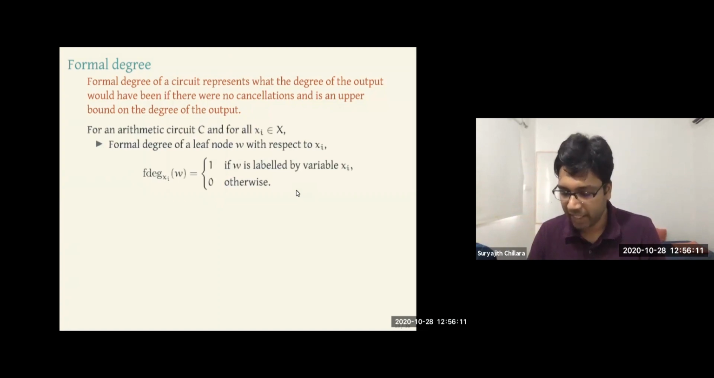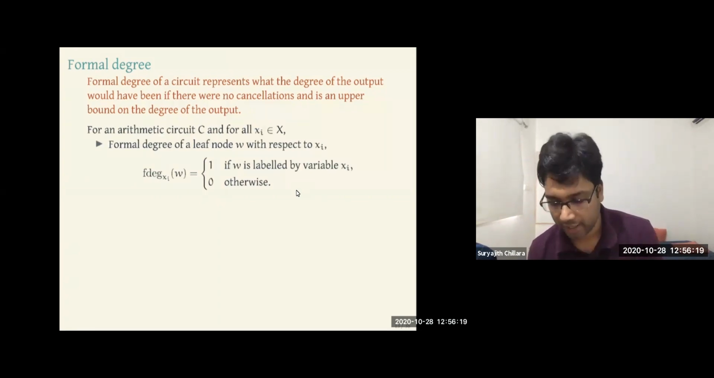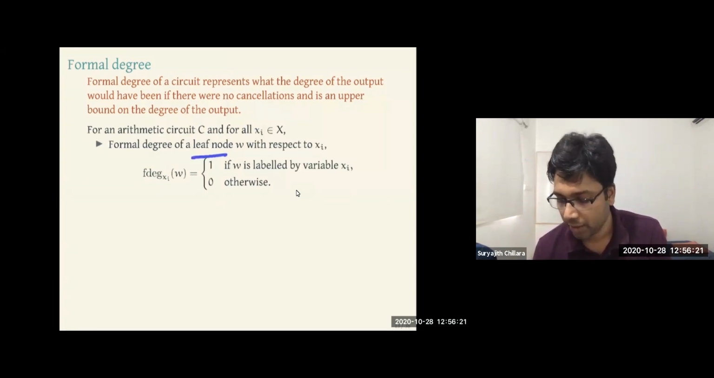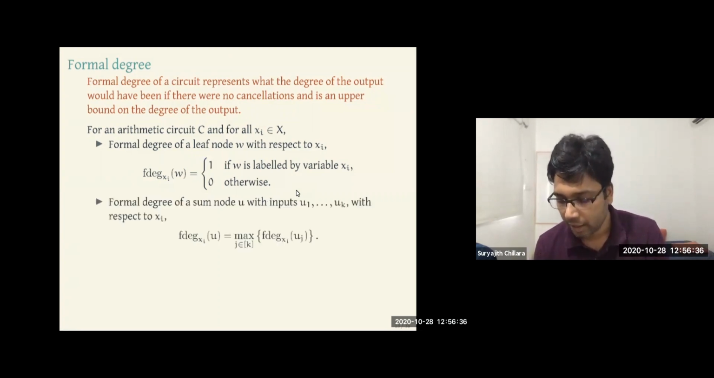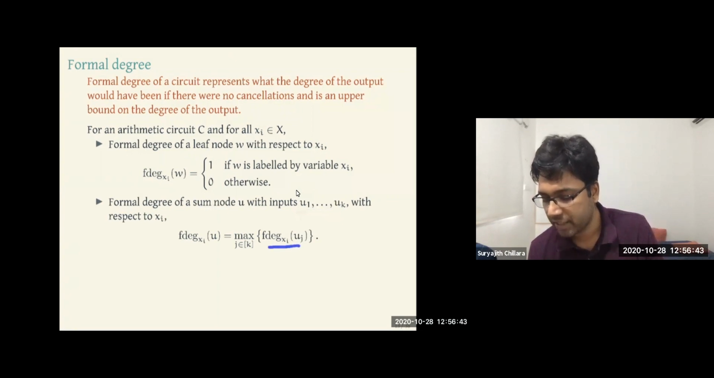I'm going to define this more formally. I define a formal degree for a node as follows. If it is a leaf node labeled by a variable xi, then the formal degree of that leaf with respect to this variable is 1. Otherwise, it's 0. Similarly, I can define the formal degree of some node with respect to inputs u1 to uk to be the maximum over the formal degrees of its children with respect to the same variable.